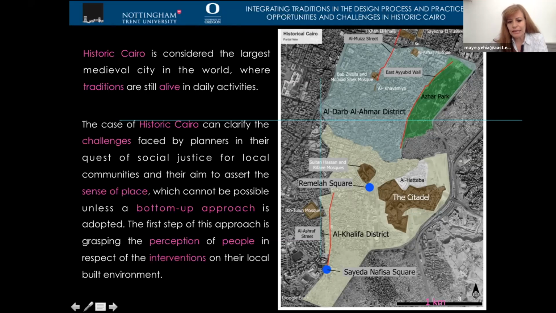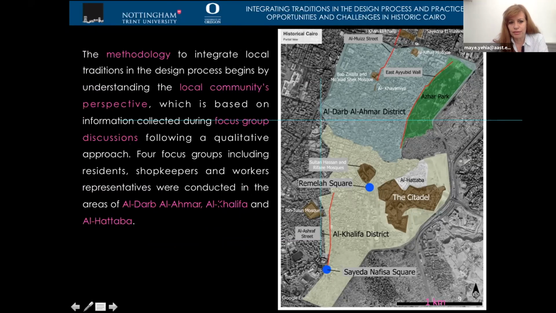Here it's a map of the area studied in the research, Al-Darb al-Ahmar district, Al-Khalifa district, and Al-Hattaba. And you can imagine the scale of the area. Here, 1 kilometer. You can see Al-Azhar Park here. It's 1 kilometer long, for example.